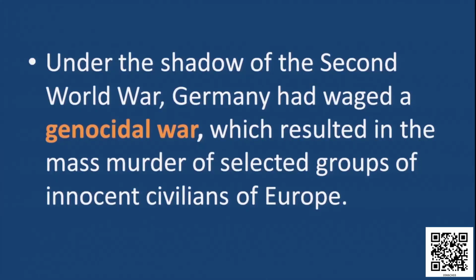Under the shadow of the Second World War, Germany had waged a genocidal war, which resulted in the mass murder of selected groups of innocent civilians of Europe. Not all the communities were treated this way. Only selected groups of innocent civilians were murdered. Mass murder, that is why it is called genocidal war. Killing a large number of people at a time is called genocidal war.